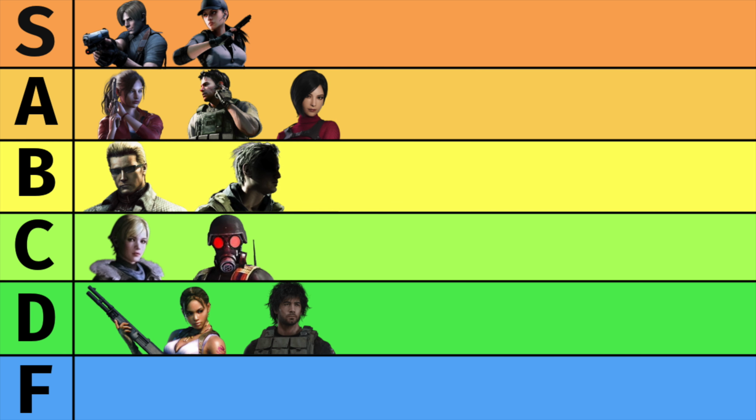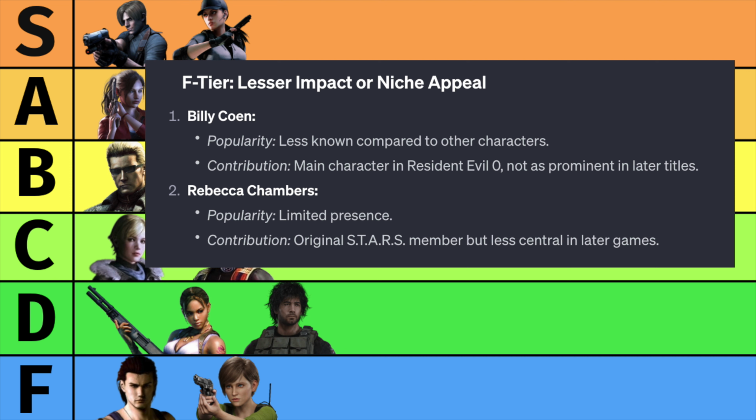And finally, we get to F tier, which features Billy Cohen and Rebecca Chambers. F tier: lesser impact or niche appeal. Billy Cohen. Popularity: less known compared to other characters. Contribution: main character in Resident Evil 0, not as prominent in later titles. Rebecca Chambers. Popularity: limited presence. Contribution: original STARS member, but less central in later games.